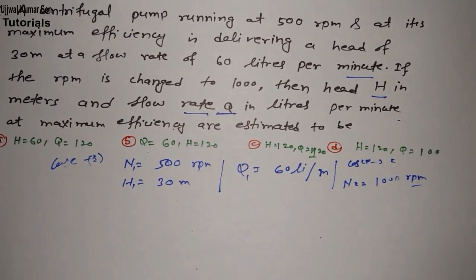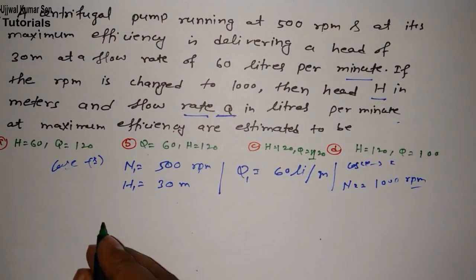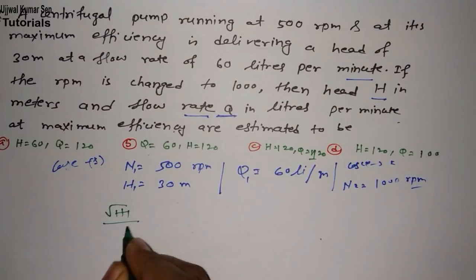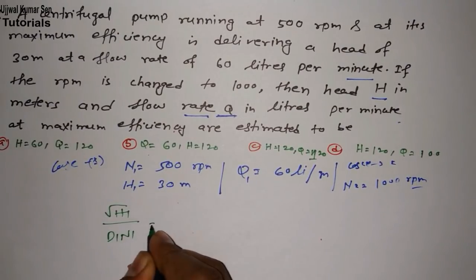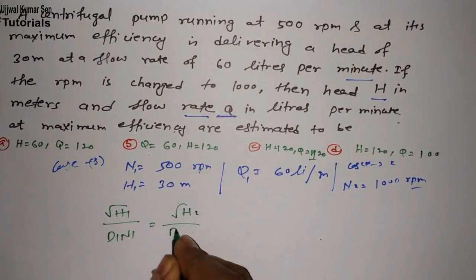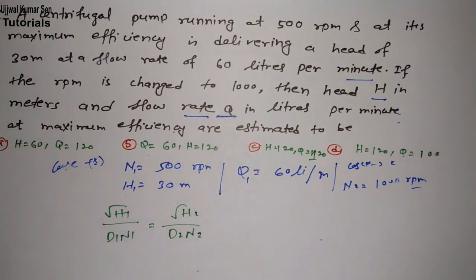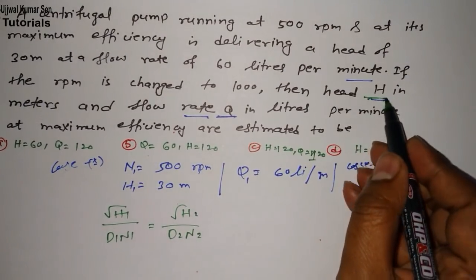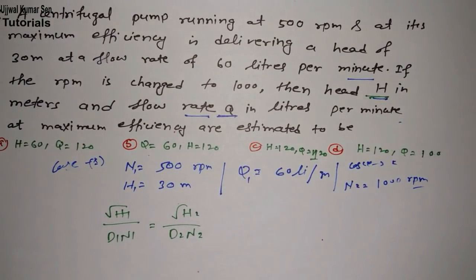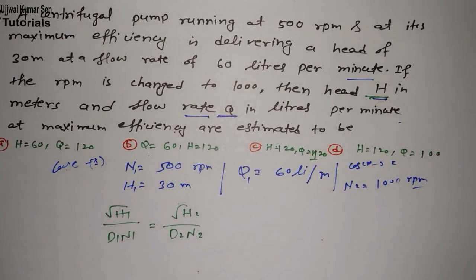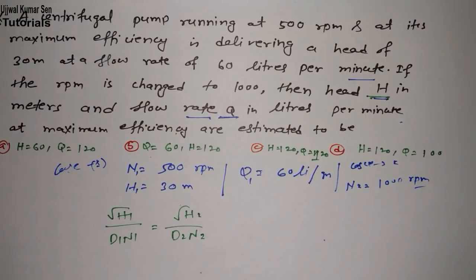Now the first relation we can use, which I have already shared with you, is root under H1 by D1 N1 is equal to root under H2 D2 N2. Okay, we have been given N1, we have been given N2, we have been given H1. We have to find out H2 because they have asked us to find out H. Now we don't know the values for D1 and D2. Now read the question. Is there anywhere they have shared this information? What is the diameter of that pump?